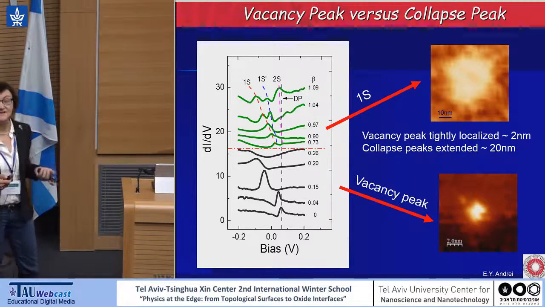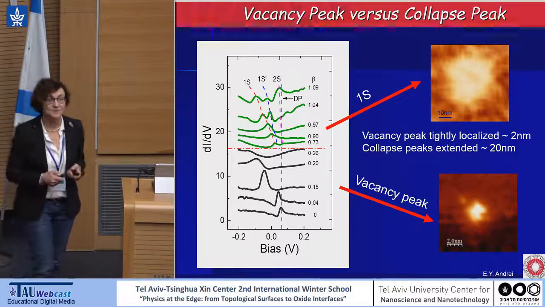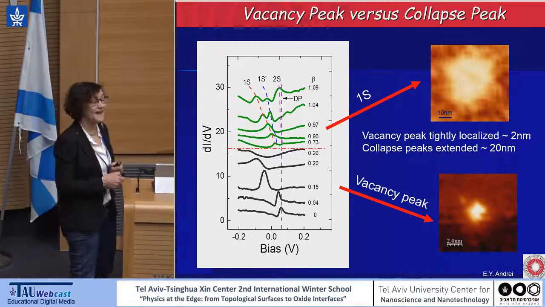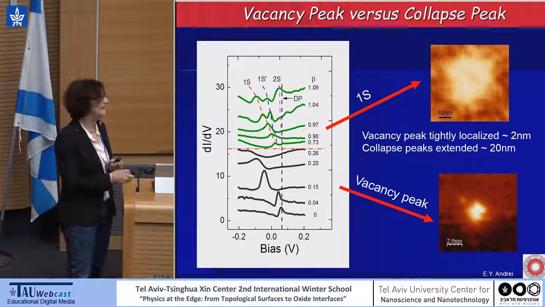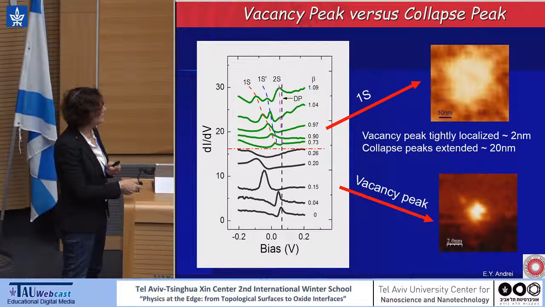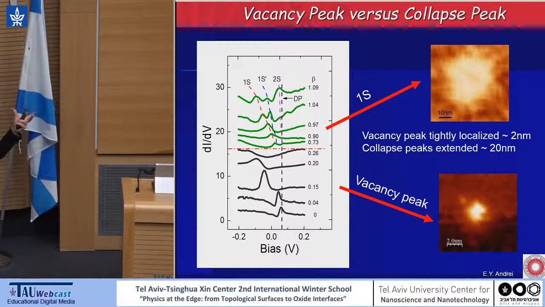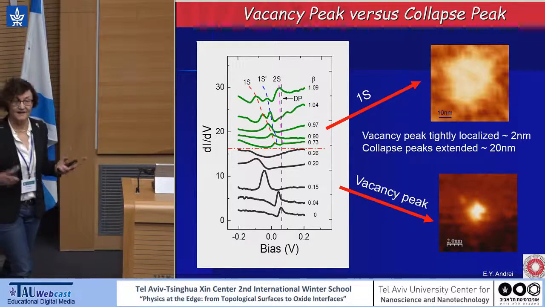Now, there's two sequences of peaks. How can you tell what is what? The way to tell is from the density of state maps. The vacancy peaks are very tightly localized. They're within 2 nanometers. When we see the collapse peaks, they're huge. They're about an order of magnitude bigger than the vacancy peak.